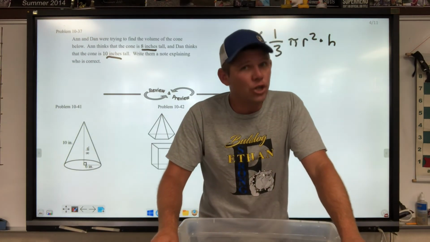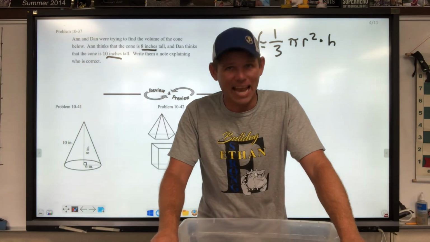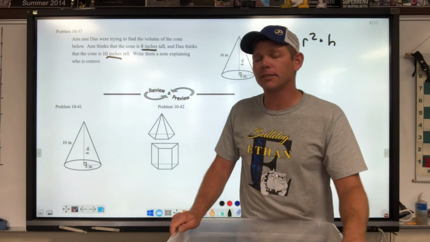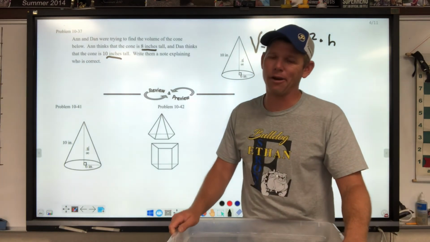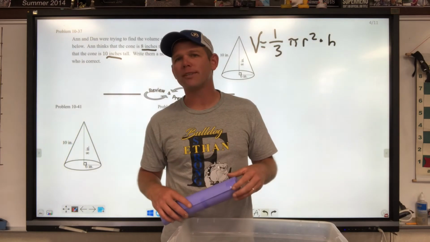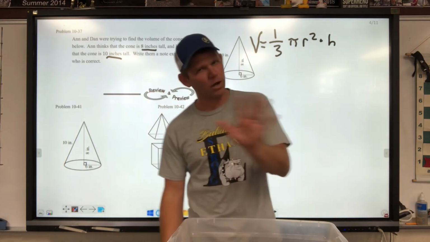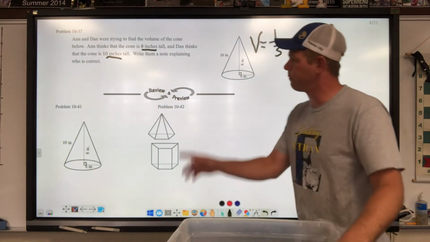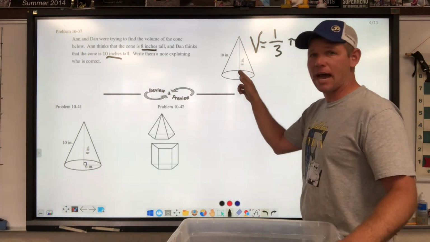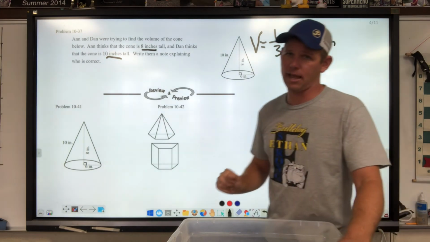10 is known as the slant. Okay? The reason why we would need to know the slant is because of surface area. If you were trying to find the surface area of a cone, you need to know the slant height. We're not doing surface area of cones, we're doing volume. So in this problem, Anne is correct because 8 is the height, 10 is the slant.